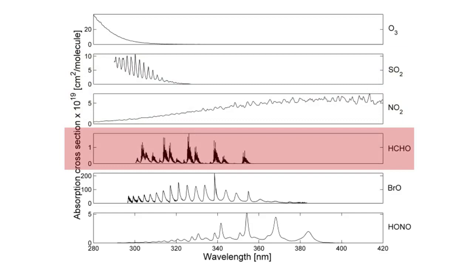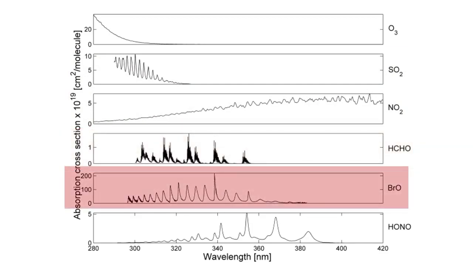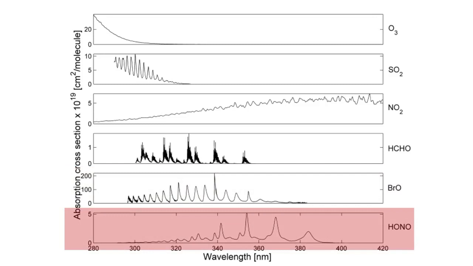Formaldehyde is produced from degradation of volatile hydrocarbons, and it is an intermediate in the production of photochemical smog. Bromine oxide is produced from the degradation of flame retardants, halons, in the high atmosphere, and it plays an important role in the destruction of stratospheric ozone. HONO is a nighttime radical that is produced from degradation of NOx, and this primarily occurs on surfaces such as asphalt or concrete.